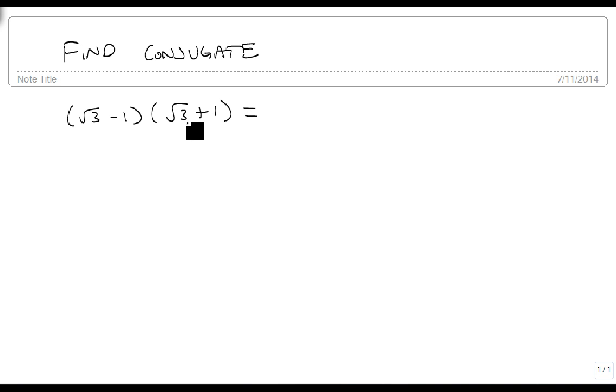Notice that this is a difference of squares. Square root of 3 is the same as square root of 3. 1 is the same as 1. So what we get is this first one squared minus the second one squared, which is 3 minus 1, which is 2. So we got a single number out of this when we multiplied the difference of squares.